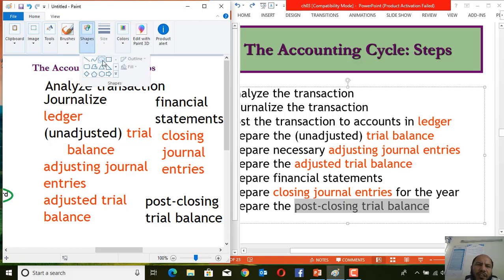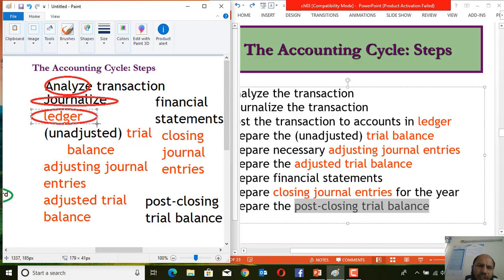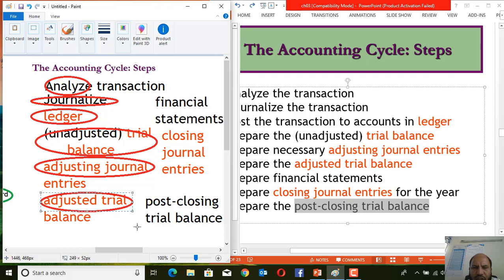So dear, once again, the first step is analyzing the transaction. The second step is journalizing the transaction. The third step is preparing the ledger accounts. The fourth step is to prepare the unadjusted trial balance. The fifth step is adjusting journal entries, and then the sixth step is the adjusted trial balance.